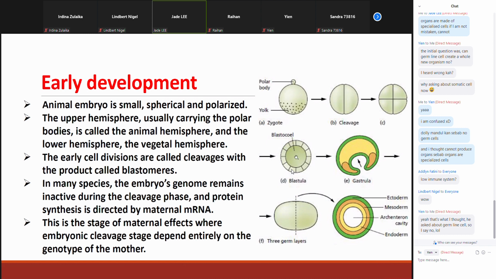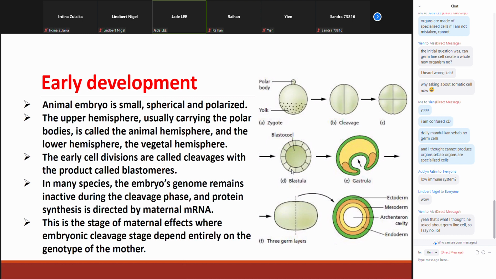Okay, this is a blastocyst. In many species of embryo, they remain inactive during the cleavage phase, and the protein synthesis is directed by the maternal mRNA. So at the very early activities of the embryo, most of the proteins are actually from the maternal contribution, until the zygotic transition occurs, then the embryo itself will produce its own protein. But before that, it all depends on the maternal genome, the maternal contribution of the mRNA.